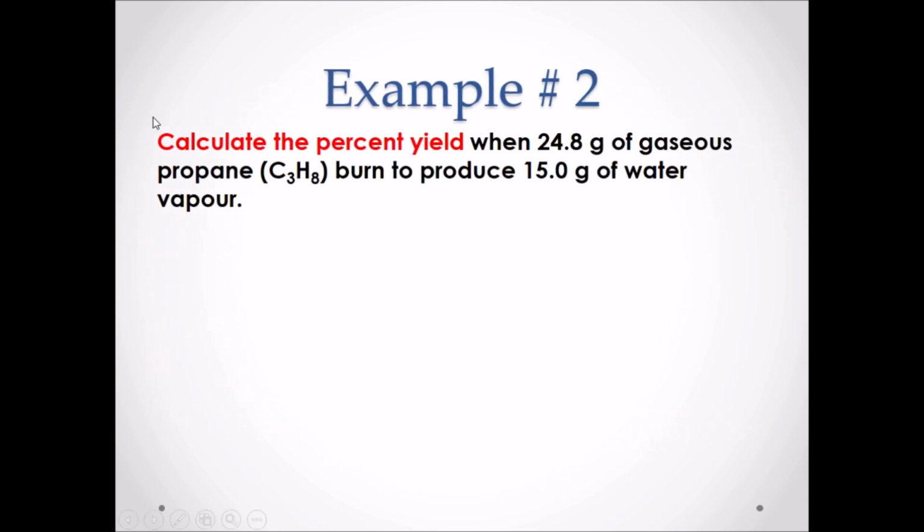Example number 2. Calculate the percent yield when 24.8 grams of gaseous propane burns to produce 15 grams of water vapor. Pause the video and attempt this example.